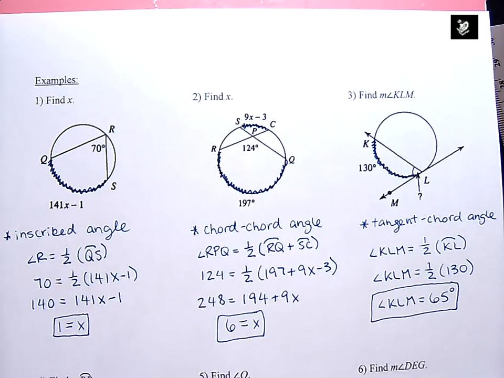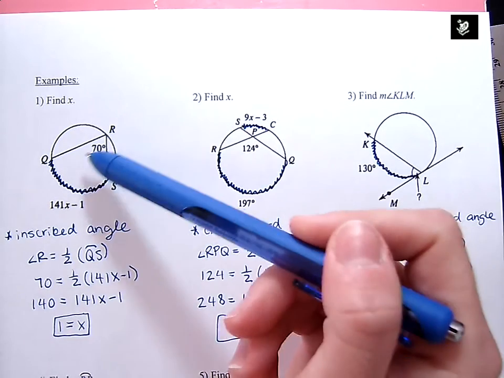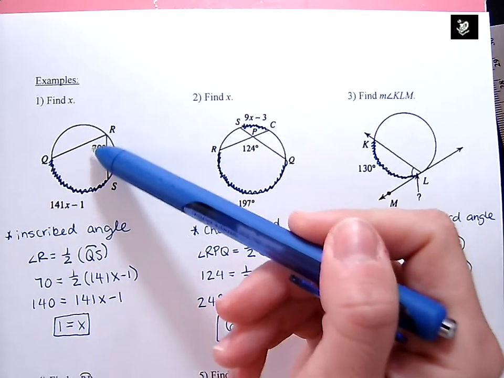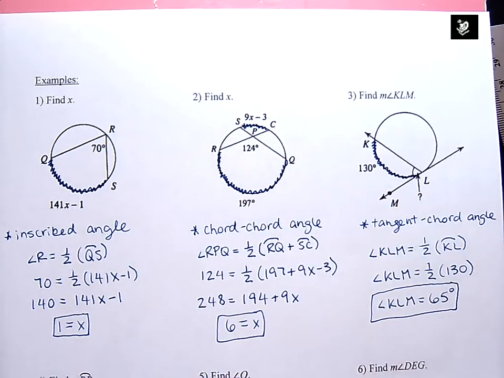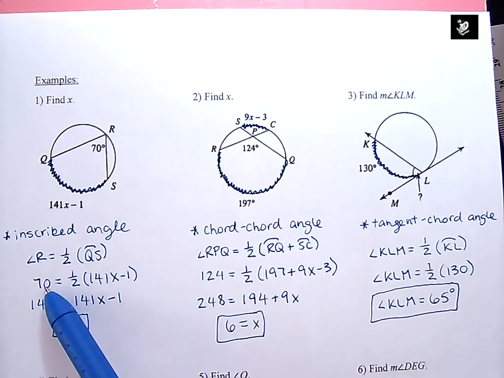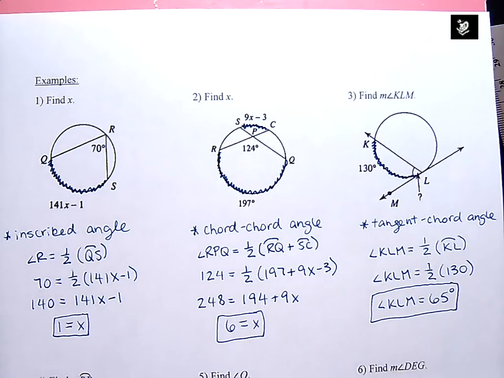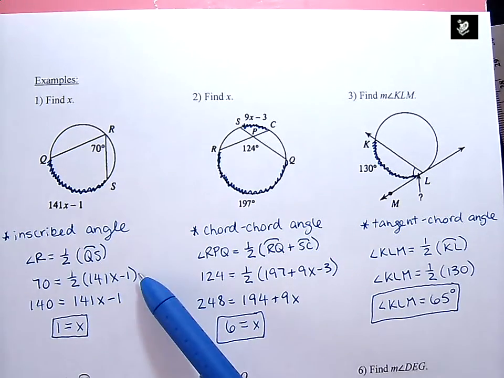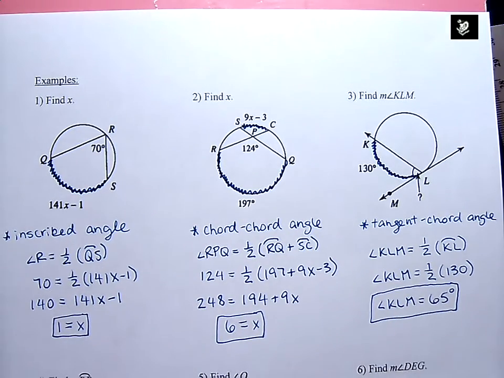So for the first one, you have an inscribed angle. You know that an inscribed angle is half of its intercepted arc, so that's why I set 70 equal to half of 141x minus 1. And then after that, it's just simplifying. Multiply both sides by 2 to get rid of the half, move things around, and you should have gotten x equals 1.